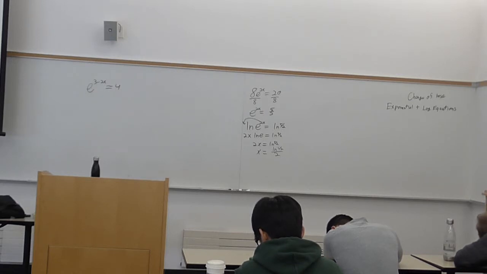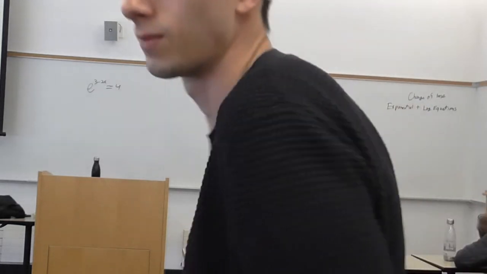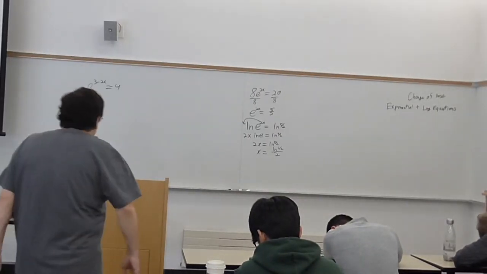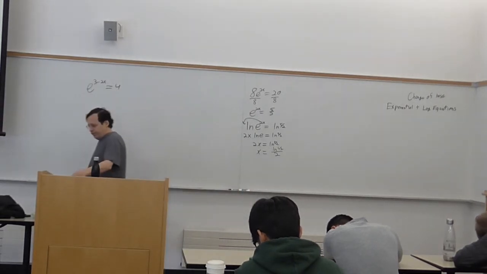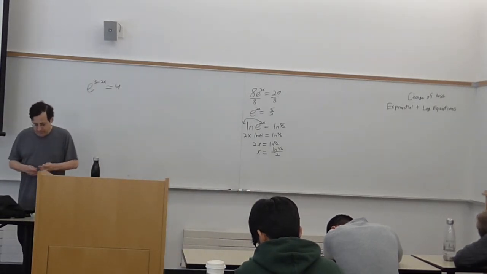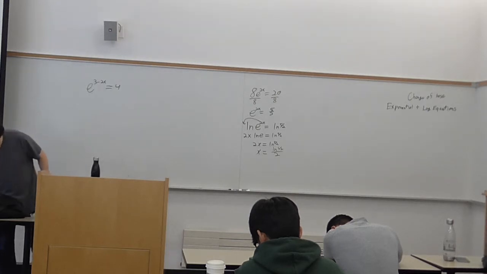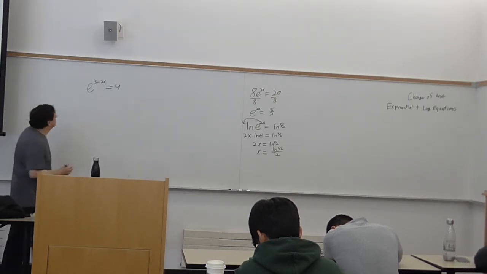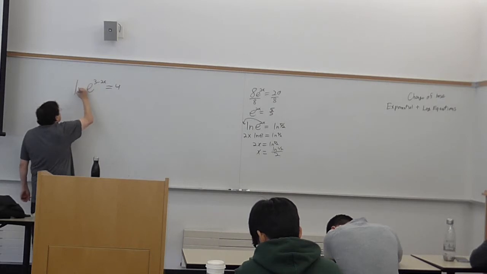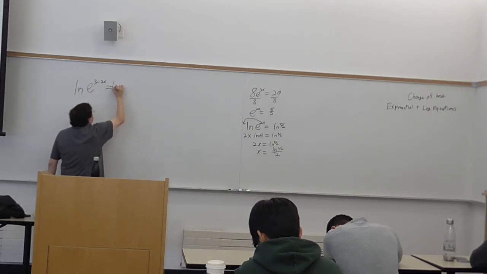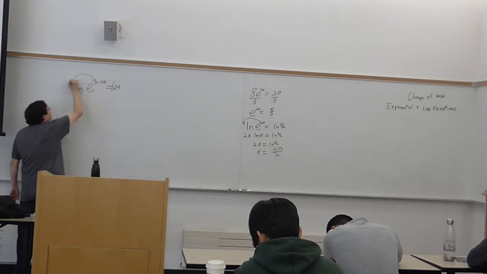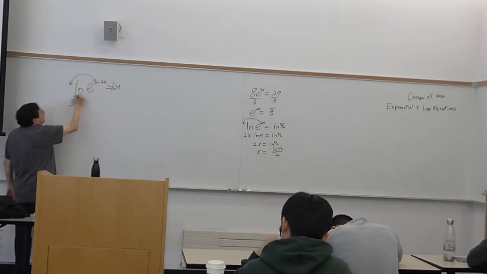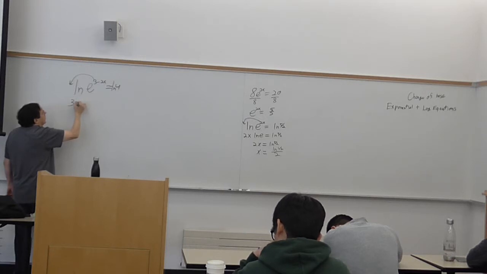What did we come up with? I know 4. What are you going to do with this? Take the natural log. Both sides. Okay. Move my exponent over. I make a log of e, which is 1.